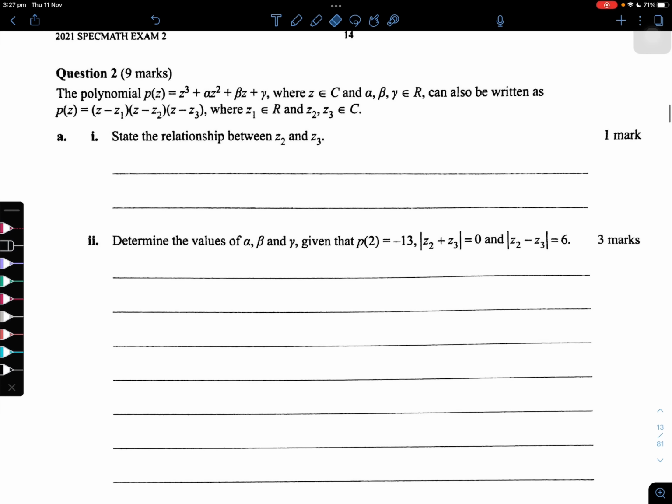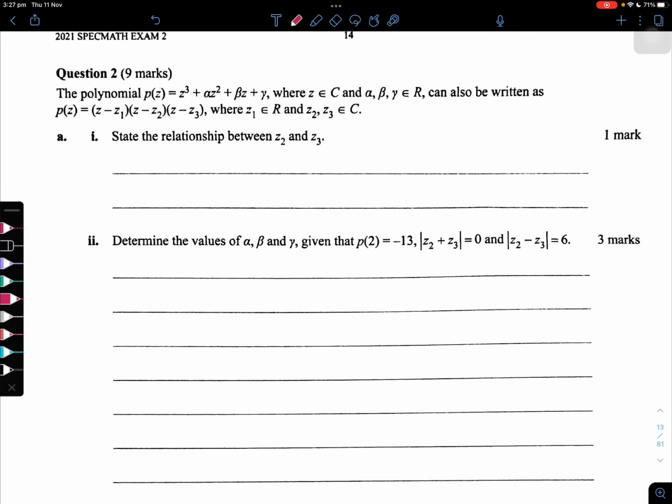Okay, the polynomial p of z, and it has a bunch of letters. It does look daunting on first glance, but it says it can be written as that polynomial there, where z1 is a real number, z2 and z3 are complex numbers. State the relationship between z2 and z3.